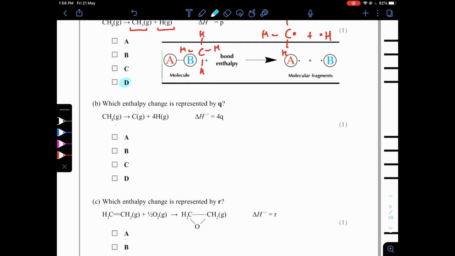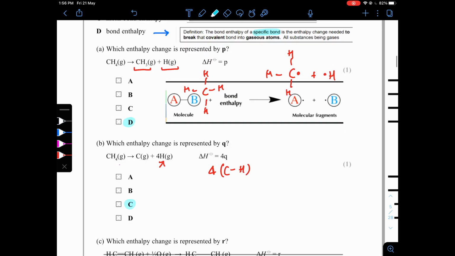So CH4 goes completely into carbon and four hydrogen. And they're telling you that the enthalpy change is 4 times Q. So what they're referring to is this here, right? They're talking about this enthalpy change that goes from methane, so breaking the bond between the carbon and the hydrogen. So we have 4 times breaking the bond of CH, right? So that means we're talking about the mean bond enthalpy, right? Because you're doing 4 times, it's not the average anymore, is it? Sorry, it is the average. It's the average now. It's not specific. It's to do with the average. So it's C.